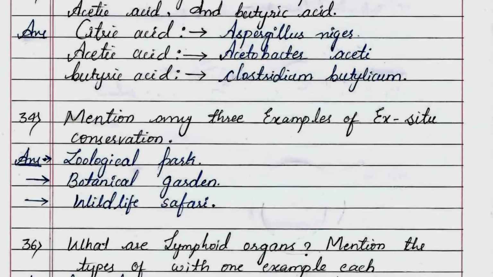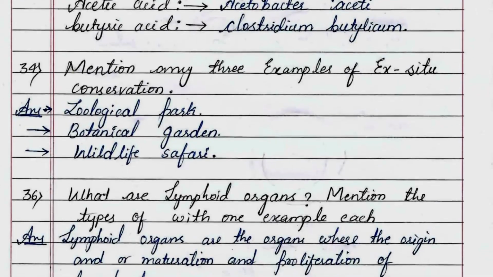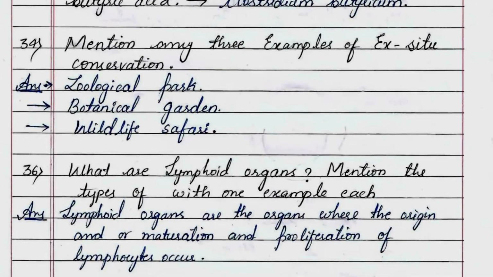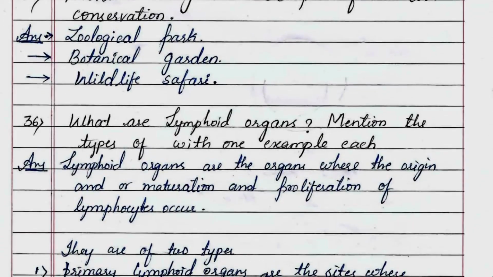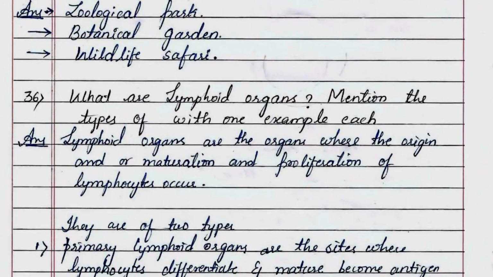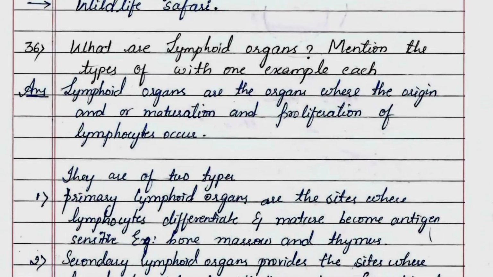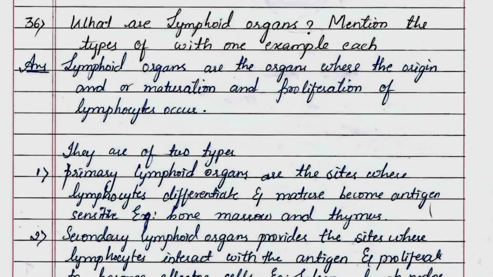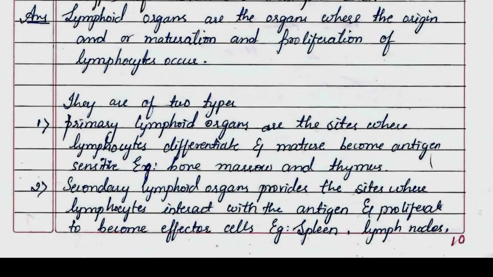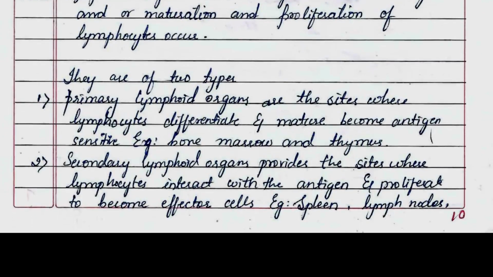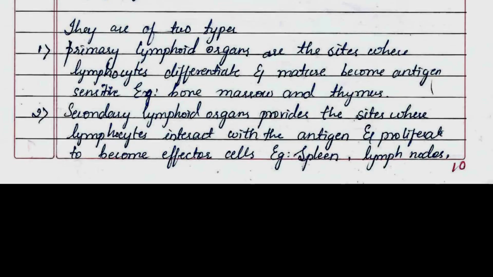36th question. What are the lymphoid organs? Mention the types with one example each. Answer is lymphoid organs are the organs where the origin, maturation and proliferation of lymphocytes occurs. Here the types are primary lymphoid organs and secondary lymphoid organs, and their examples are bone marrow and the thymus, and spleen and lymph nodes. Here is the explanation.